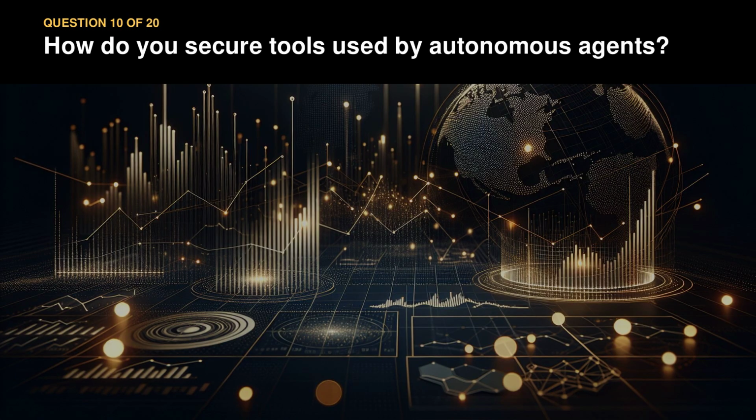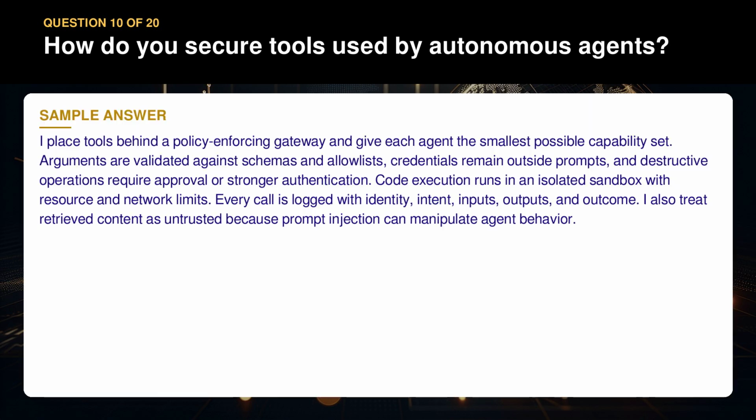Question 10. How do you secure tools used by autonomous agents? I place tools behind a policy enforcing gateway and give each agent the smallest possible capability set. Arguments are validated against schemas and allow lists, credentials remain outside prompts, and destructive operations require approval or stronger authentication. Code execution runs in an isolated sandbox with resource and network limits. Every call is logged with identity, intent, inputs, outputs, and outcome. I also treat retrieved content as untrusted because prompt injection can manipulate agent behavior.